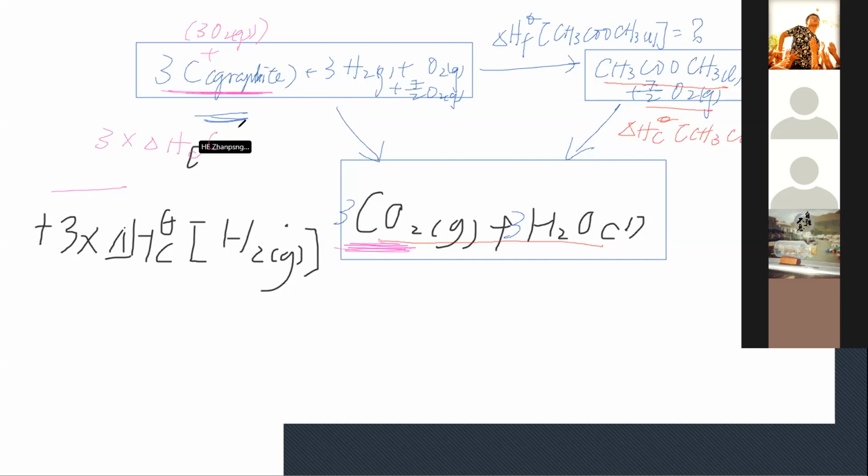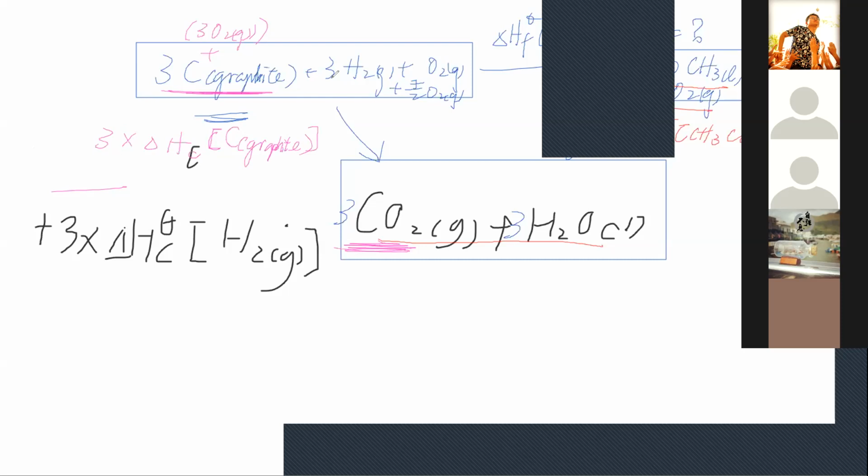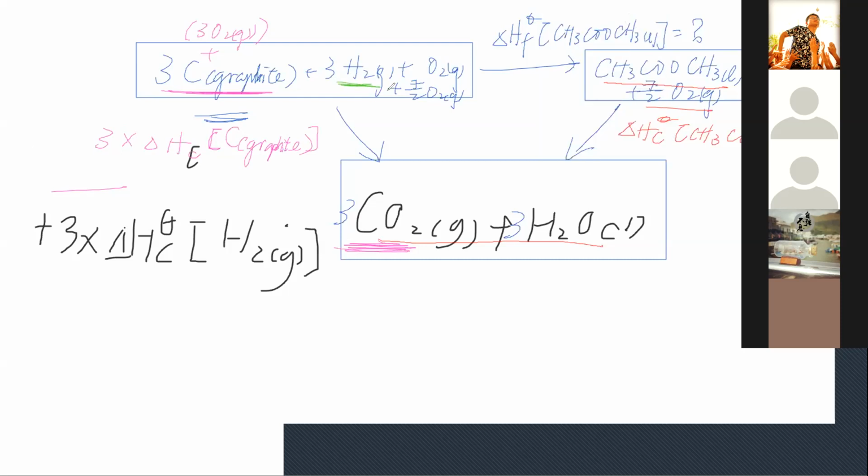Combustion of C graphite. Graphite, how come? So it's very strange, right? Of graphite, and plus something. Plus what? So the remaining O2. Okay, we have got the O2 to react. There should be 3/2 O2.